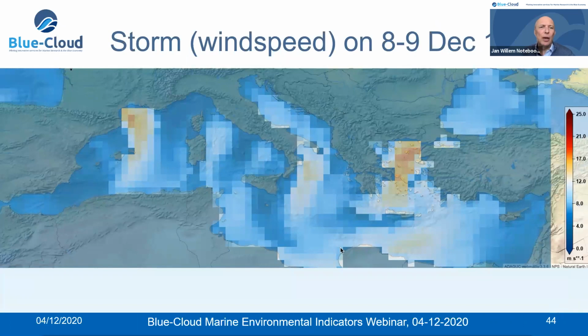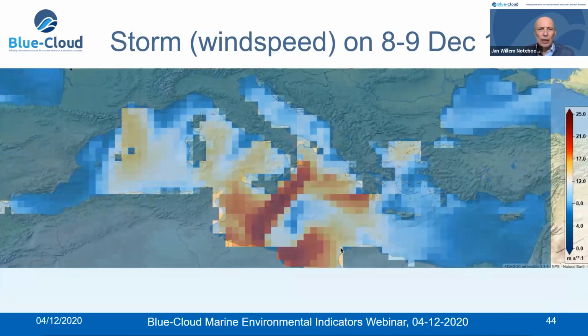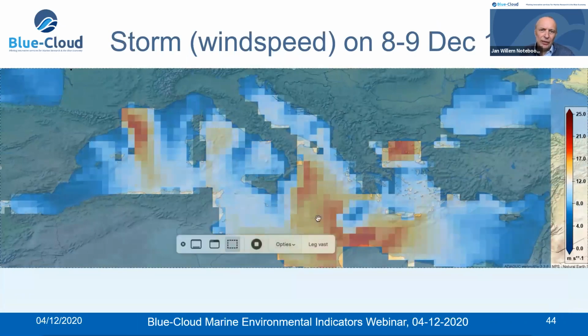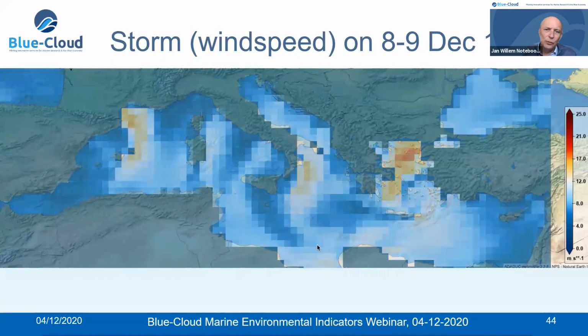And to illustrate the storm, I also made a small movie of this storm. Here you see the wind, and you see indeed that there was a sort of typhoon to the south of Sicily that developed on the 8th of December, then became severe on the 9th of December, and after that it basically disappeared. So that was an illustration of the storm itself.